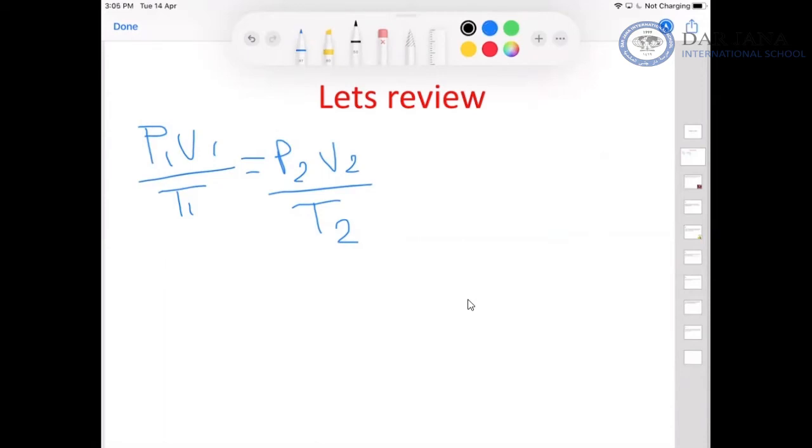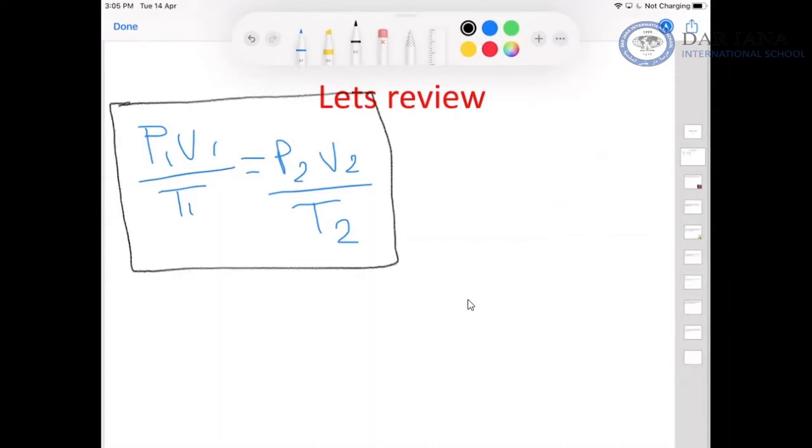Now, actually, you can memorize only the combined gas law and then you can figure out any other law using it. So let's say, for example, you memorize the combined gas law and the question was at a constant temperature. So if the temperature was constant, it means T1 and T2 are the same. You can cross them out and you'll be left with P1 V1 equals P2 V2, which is Boyle's law, right?